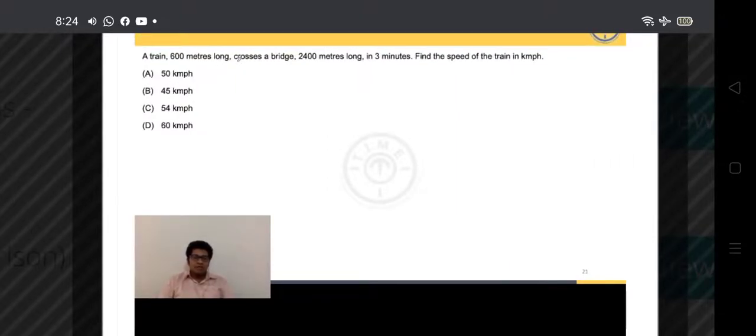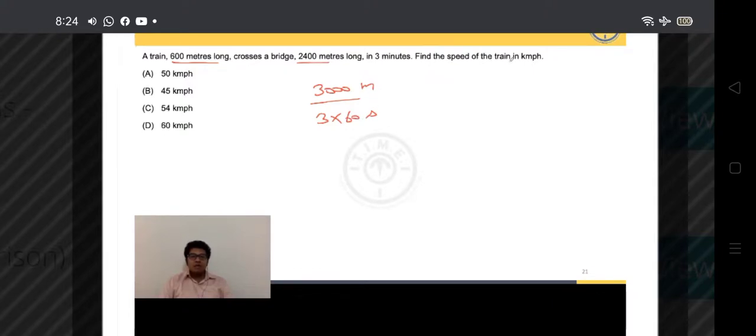Okay, similar question, similar model, you can do it orally. A train 600 meters long crosses a bridge 2400 meters long in 3 minutes. Find the speed. So 600 plus 2400 is 3000 meters. So 3000 meters, it takes 3 minutes, divided by 3 minutes. This is in meters, so I'll convert it to seconds. So 3 minutes will become 3 into 60 seconds. So now I have meters per second.